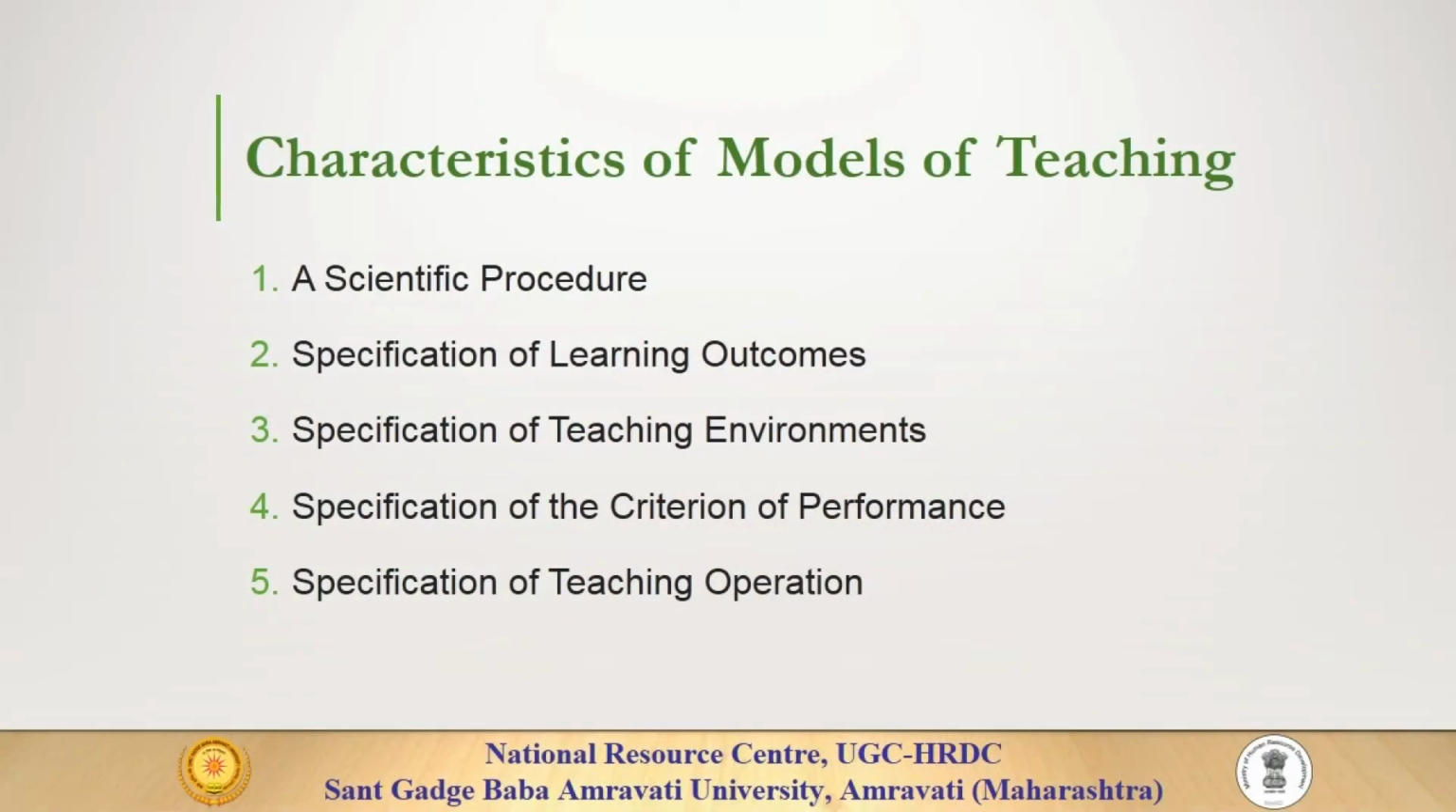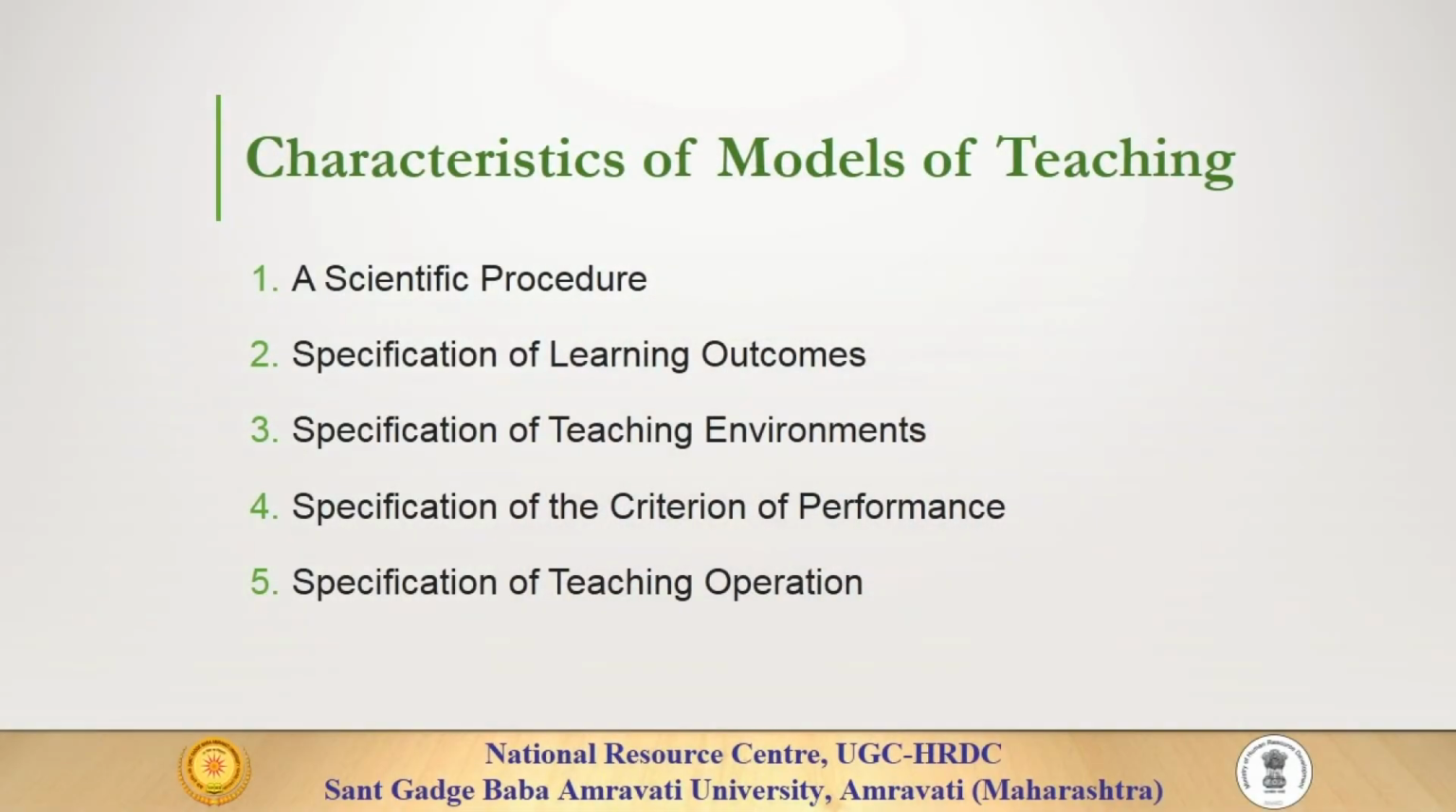Now, the third characteristic of models of teaching is specification of teaching environments. Every model of teaching is a specific description of a specific teaching environment. Thus, models outline the required environmental conditions for conducting teaching activities, which include: number 1, creation of an appropriate environment for learning; number 2, occurrence of an interaction between a teacher and students; and number 3, using proper teaching strategies and tactics for making the teaching easy, clear and understandable.